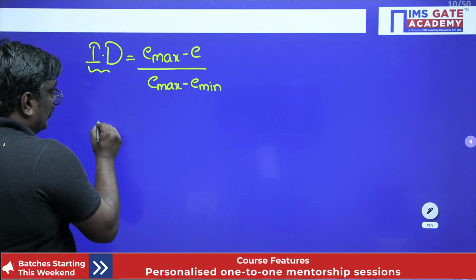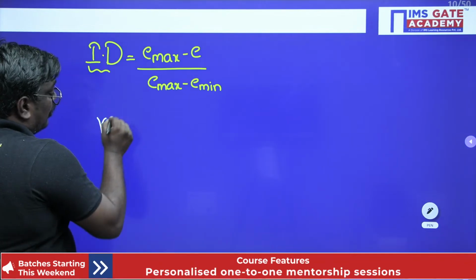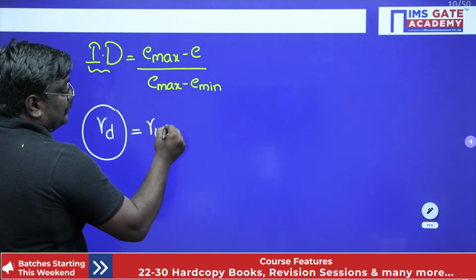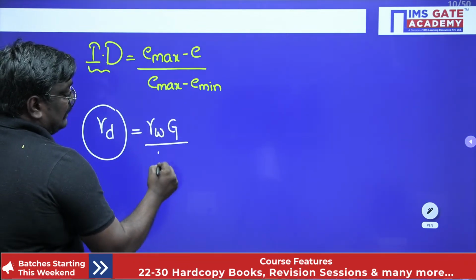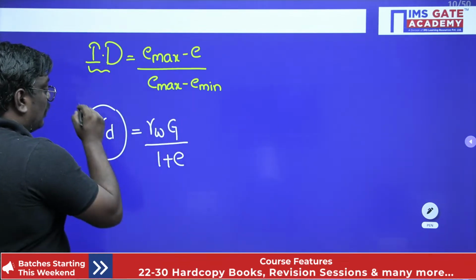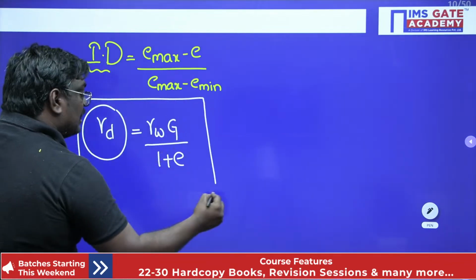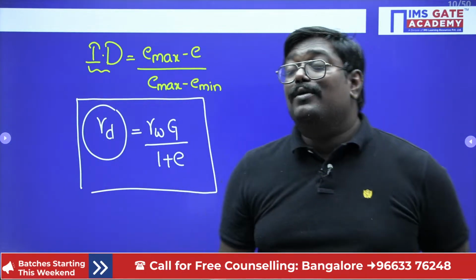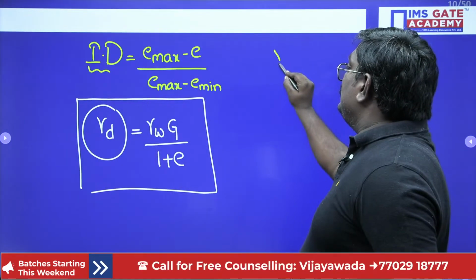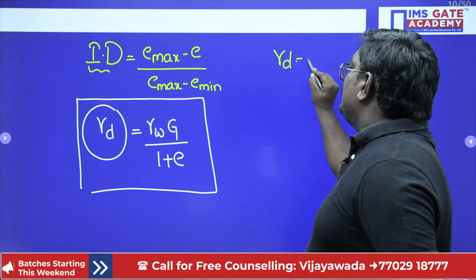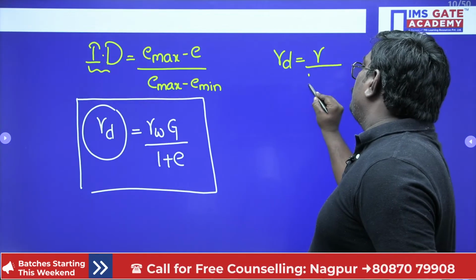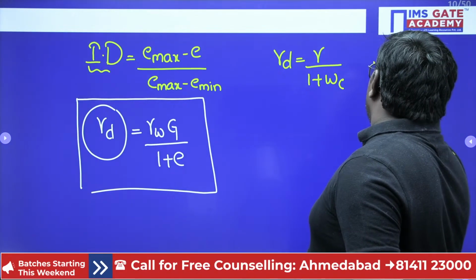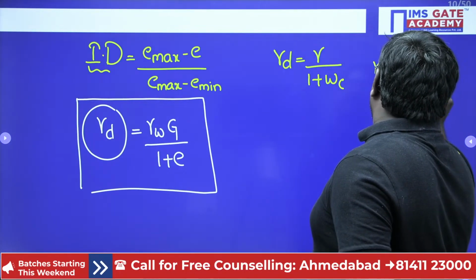But see, students, when I talk about the void ratio, we have an equation: gamma D is equal to gamma W into G upon 1 plus E. Now, my dear students, you know gamma W, you know G, and you can find E from this equation. But how do you find out gamma D? Gamma D is given by the equation bulk unit weight upon 1 plus water content. So they have given you gamma is equal to 1746 kg per meter cube, students.